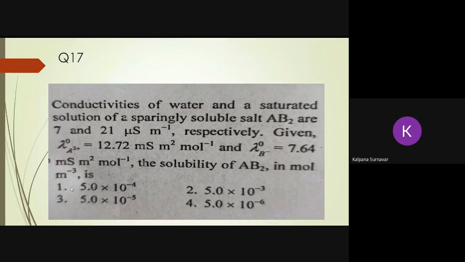So the options are given: 5 into 10 raised to minus 4, second one is 5 into 10 raised to minus 3, third one is 5 into 10 raised to minus 5, and fourth one is 5 into 10 raised to minus 6. From this we can say the first term is 5, but the remaining parameters we don't know. So now we will check how to find the solubility from the conductivity and the equivalent conductance. So here is the answer.